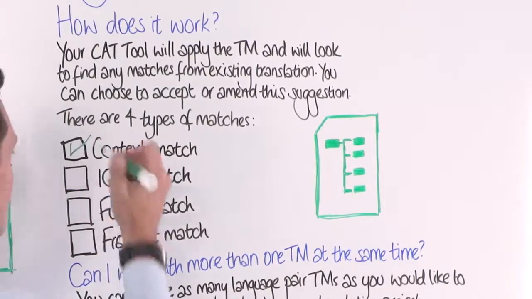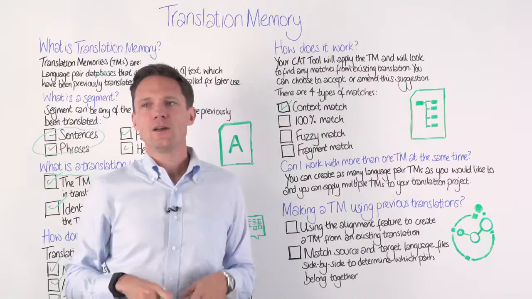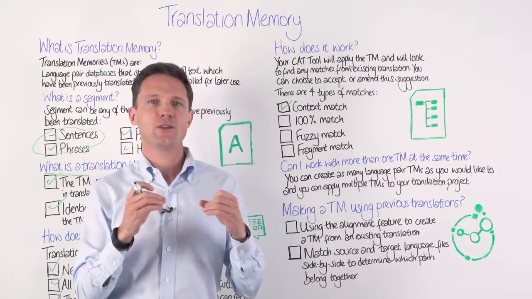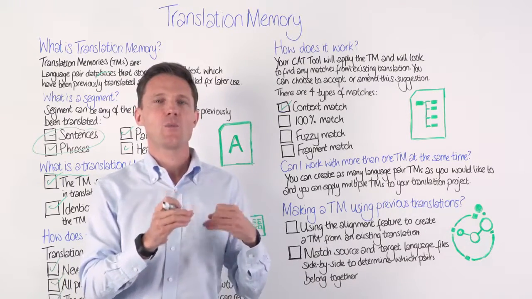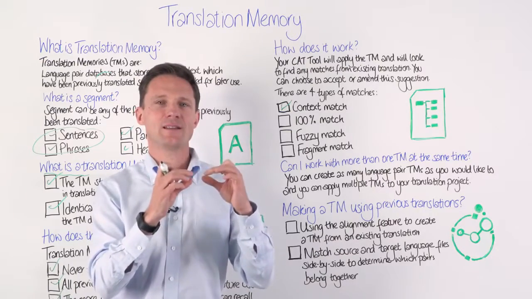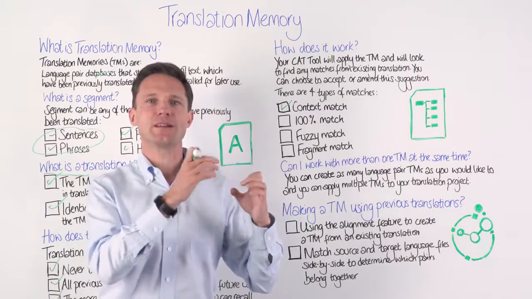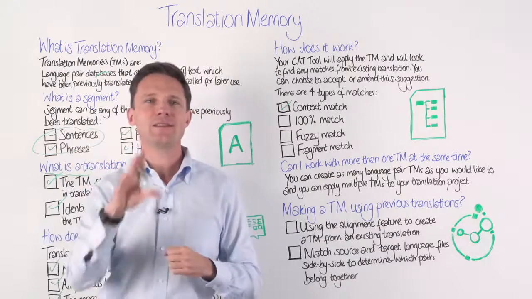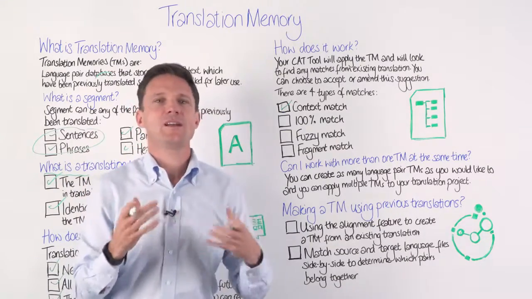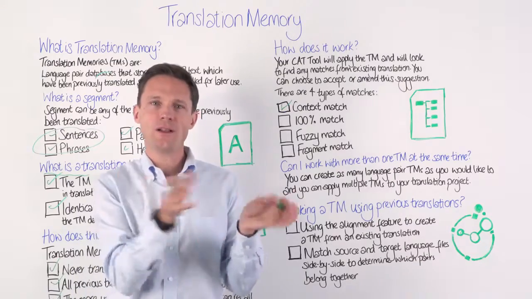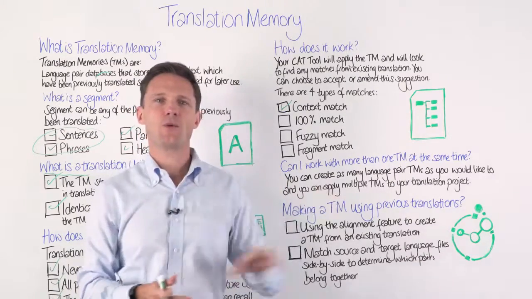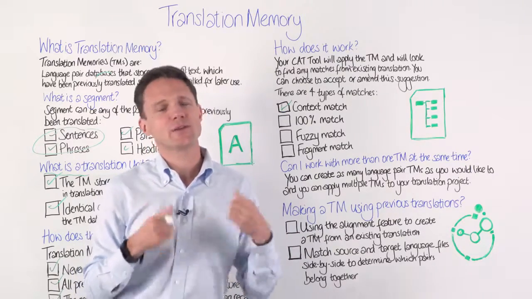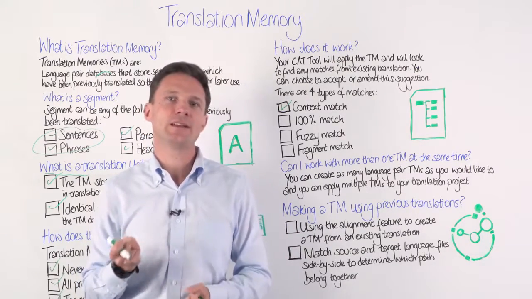So the first one is context match. This is the highest quality match. This is where you have translated something before, but not only did you translate that sentence, the translation memory can recognize that you translated that sentence and the sentences around it. So in that case, the system can say, not only did I translate this before, but what's around it is also the same. So that's a context match, because the chances are that that is going to be a really good match.